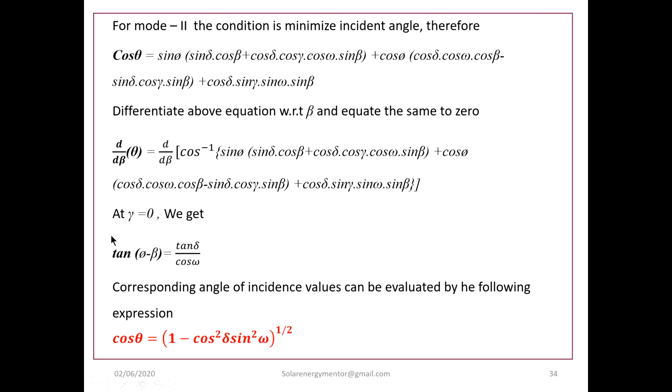With this expression we can physically adjust the collector tilt continuously, because beta becomes a function of omega. So omega is a time, del is a date, so n day of the year, time of the day, and location. So beta is a function of all these three. Continuously it has to be adjusted. So this is about mode 2 tracking.